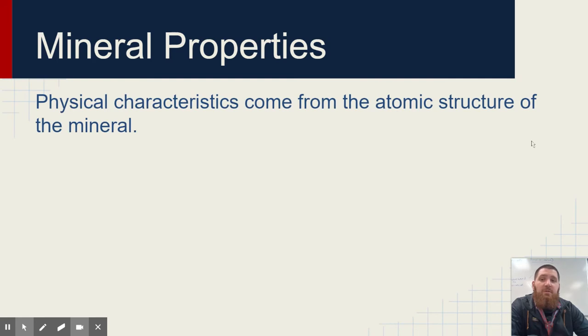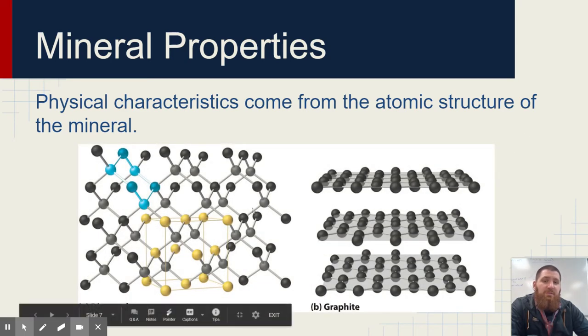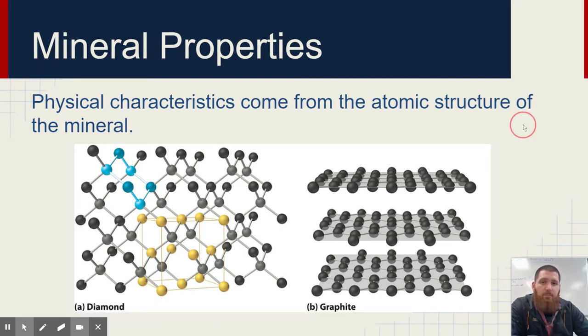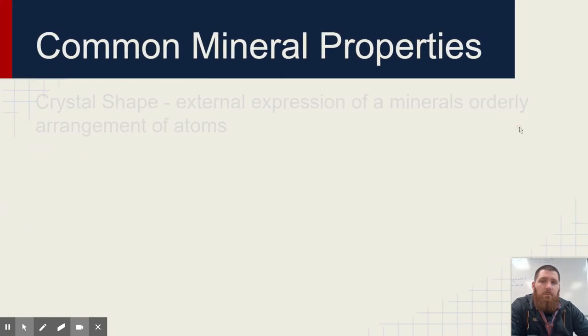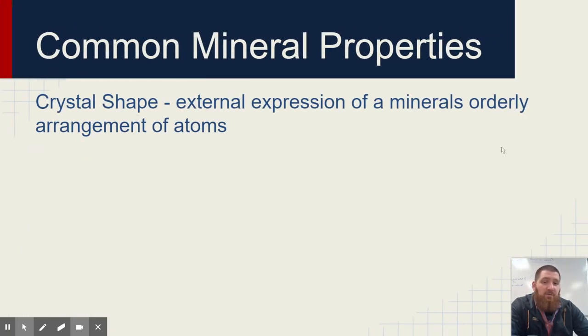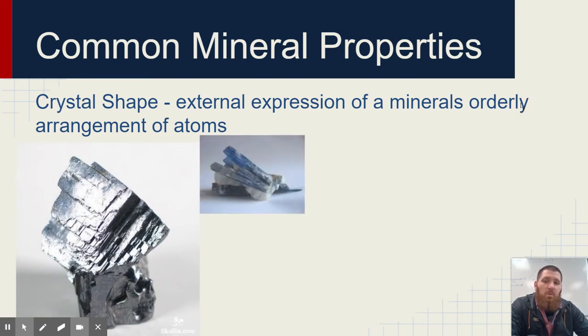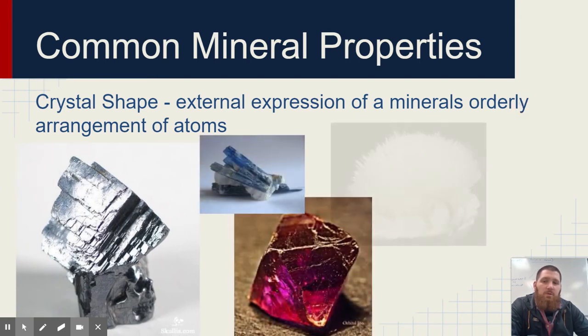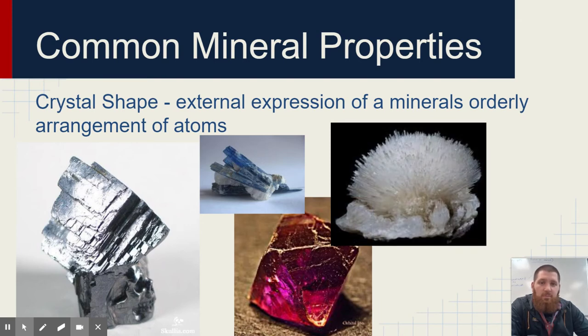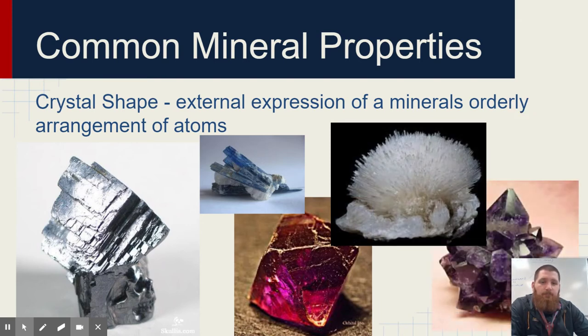So our mineral properties, these are going to be the physical characteristics that come from the atomic structure of this mineral. So we can see that different minerals have different atomic structures, just the way their atoms and molecules are going to line up with each other. So crystal shape is that first mineral property that we're gonna take a look at. Determines how it's going to form, different patterns in that crystal or in that mineral.